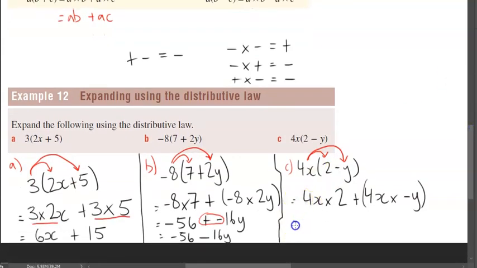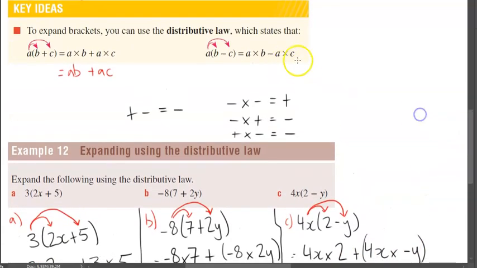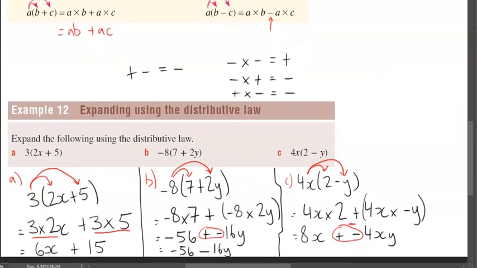So let's have a look. 4x times 2 is 8x. Pretty simple. And 4x times -y, so a positive times a negative will give me a negative 4xy. There's no number component, so we just leave it as 4xy. Aha, we have a plus and a minus. Plus minus is going to give me a minus, so it has to be a minus no matter what. That's why in the rule, it will always be a minus there when you do the distribution. So what we're left with is 8x minus 4xy. And that will be the final solution for that.